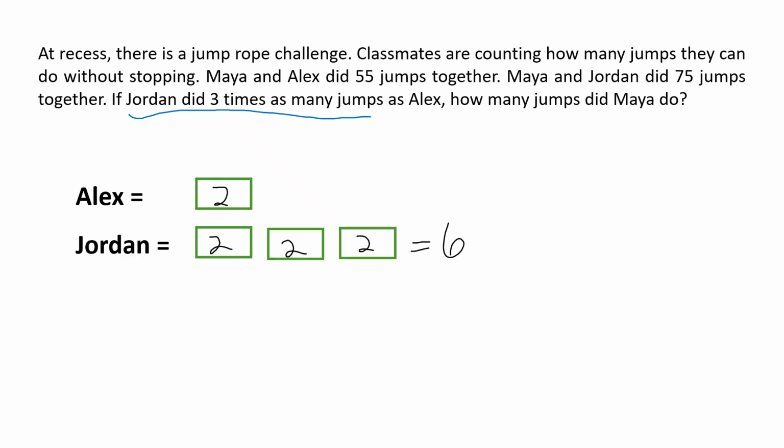Now, we just found out that Jordan did 20 more jumps than Alex. So really this part represents the amount Jordan did more than Alex, and we know that's a total of 20 more jumps. Remember, each of these boxes represents the same amount. So I have 2 boxes, which should give me 20, and they have to be the same value. That means that each of these boxes is worth 10. So if I fill this out, I get that Alex did 10 jumps and Jordan did 30 jumps.